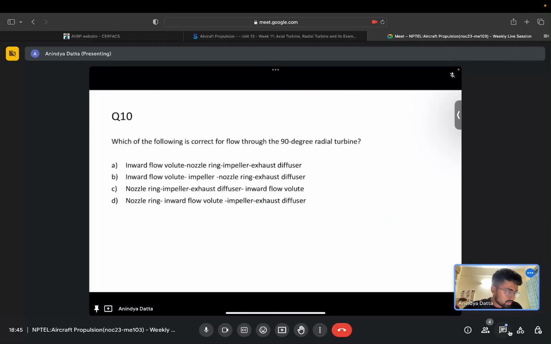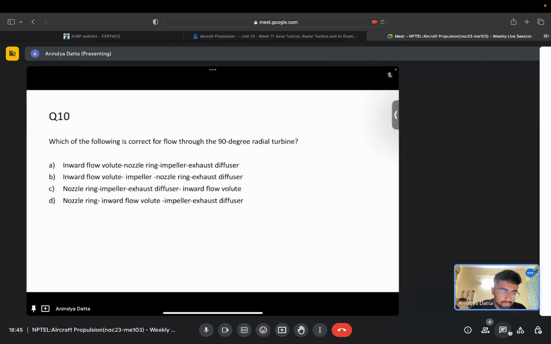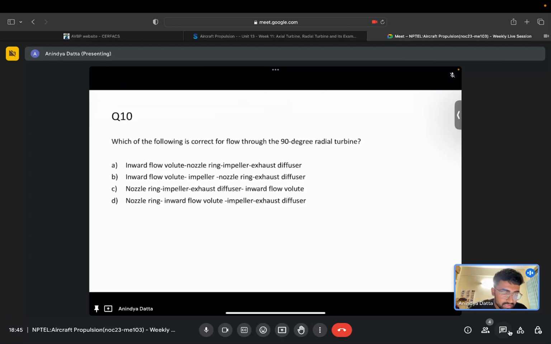Moving on. Next we have a discussion on the other type of turbines, the radial flow turbines. Now we'll do some questions on that. Which of the following is correct for flow through the 90-degree radial turbine? Here are the options given. Then tell me which is the correct option.